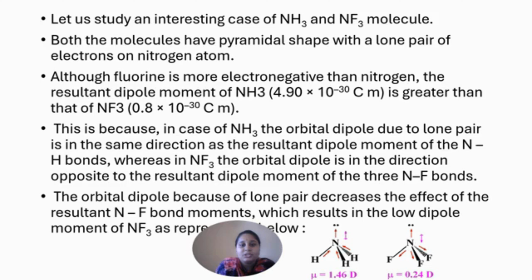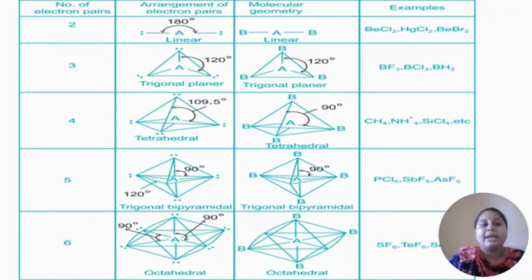If the number of electron pairs is 3, then it is trigonal planar with an angle of 120 degrees. Examples are BF3, BCl3 and BH3. If the number is 5, the shape is trigonal bipyramidal, with examples PCl5, PF5 and AsF5. So here the central atom is phosphorus and all the chlorine atoms are surrounded in this way.